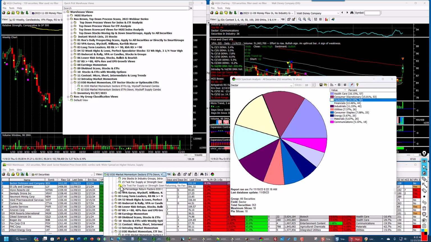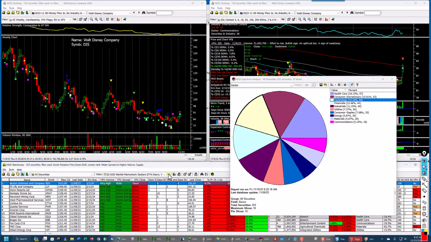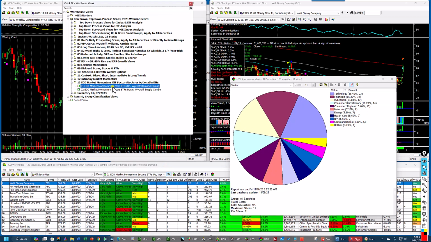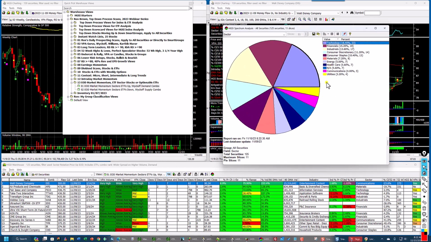Let's go back up to the upside. So more technology down on the downside than up. Financials were up, industrials and so on. You kind of get a feel here for money flow in and out. Of course, you have to look at the individual stocks because there's some of each. Now here, like I said, these are the ETFs.